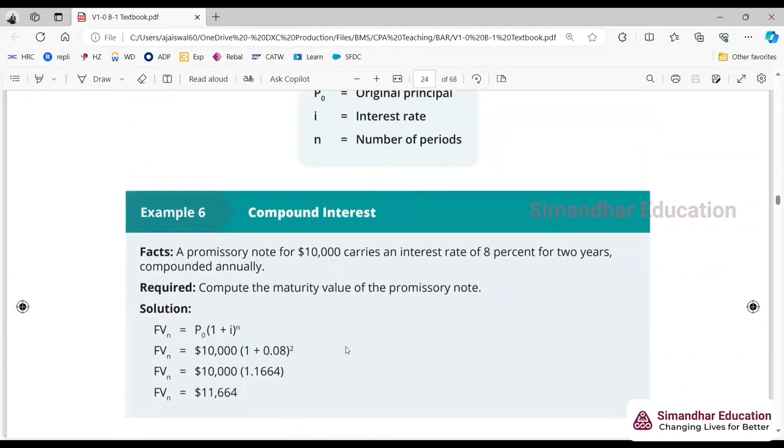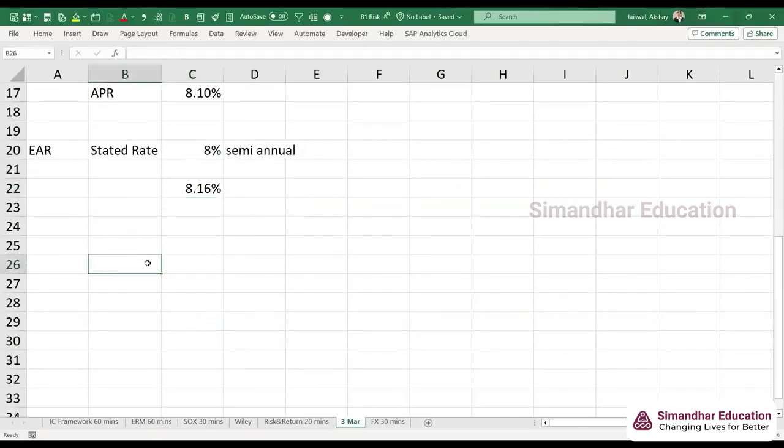Compound interest is where we do the power. Let's say $10,000 is the amount and 8% is the rate for 2 years. So what will we do? 10,000 times (1 plus rate) to the power 2. Now this can be solved a little bit differently also.